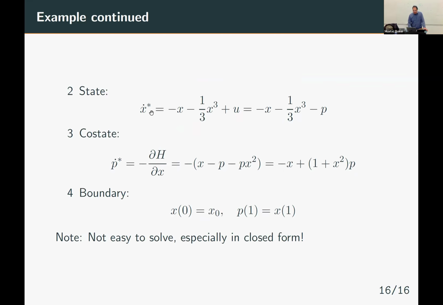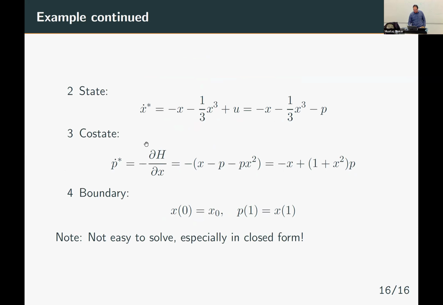For the state, you have X dot star equal to minus X minus a third X cubed plus U. Substitute for U the U star, which is minus P, and you end up with that. Here I could have used star here and here. That's fine; everything should be in star in this slide.